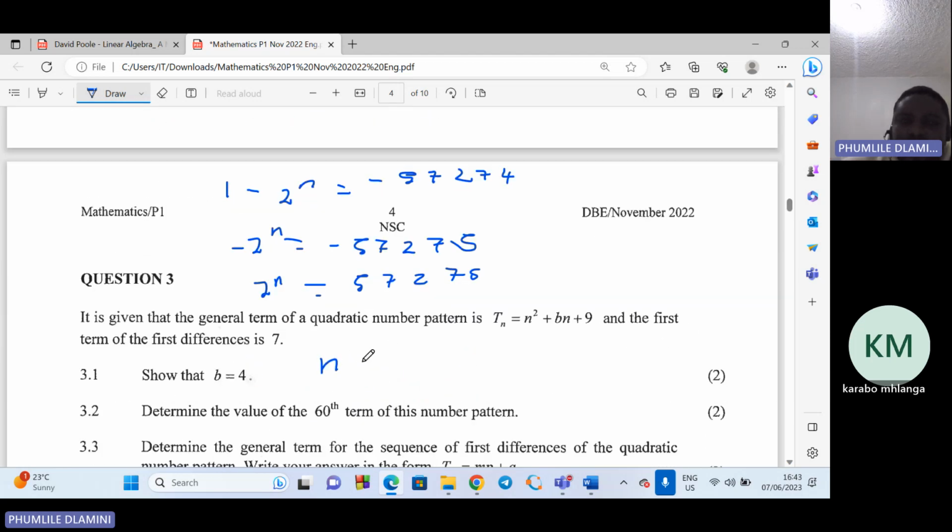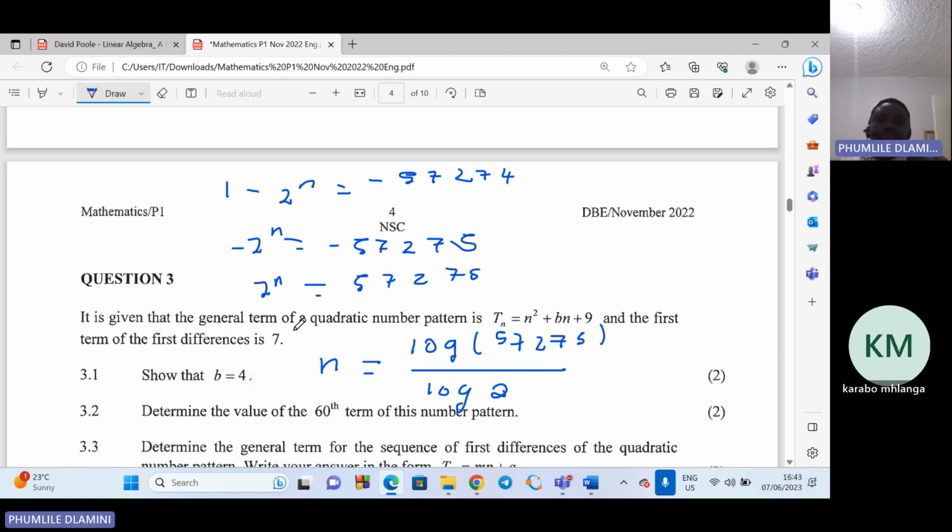Your n is going to be equal to log, you must remember this, log in brackets 57,275 divided by log 2. You start by saying log of this number, divided by the log of this 2 here, log 2. So use your calculator for that. Which answer do you get?